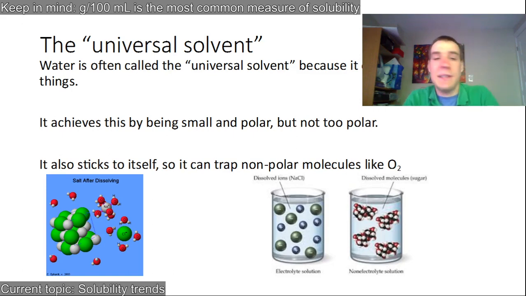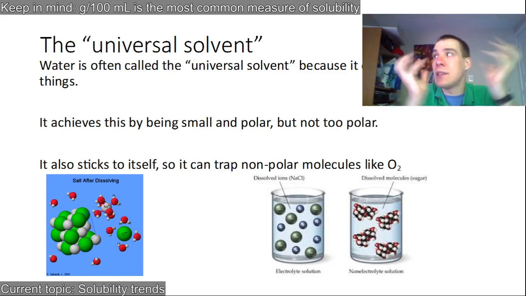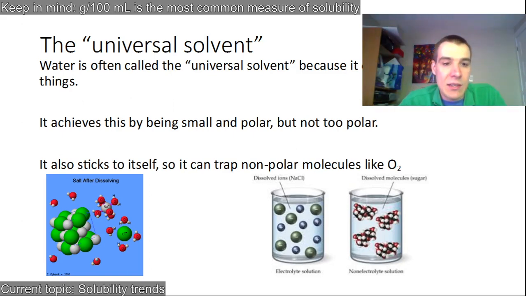The reason for that is that water is small and it's polar, but it's not super polar, so it kind of sticks to itself, but it can open up. So it's like water likes to be in a certain arrangement, but then can also kind of get opened up and then come back to the same arrangement. So it makes kind of like cages. It surrounds things and makes cages.